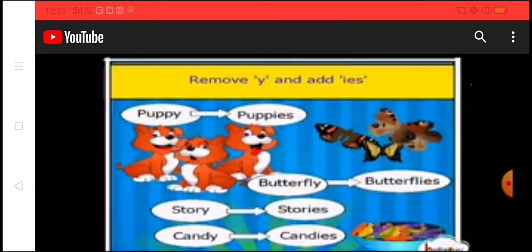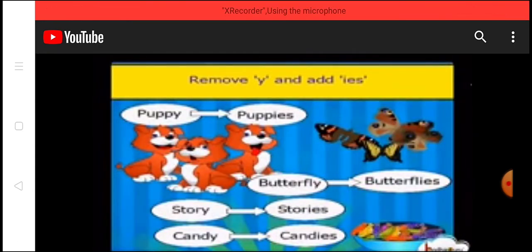Right? The same way, remove y and add ies. If the singular countable noun ends with y, take that y and replace it with ies. Example: puppy, puppies; butterfly, butterflies; story, stories; candy, candies. In all four terms, y is taken and instead of that y, ies is included.